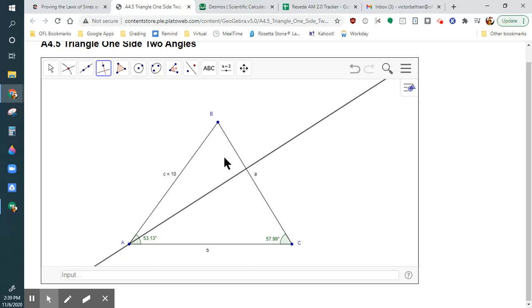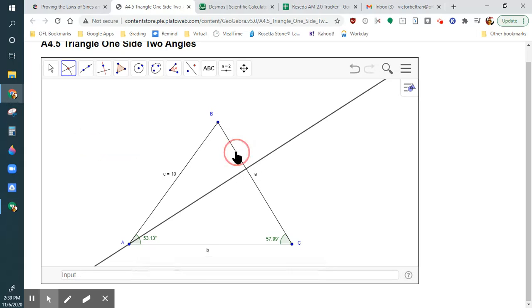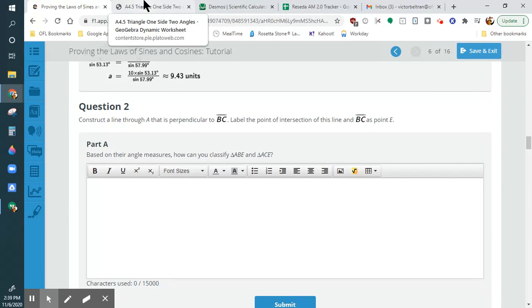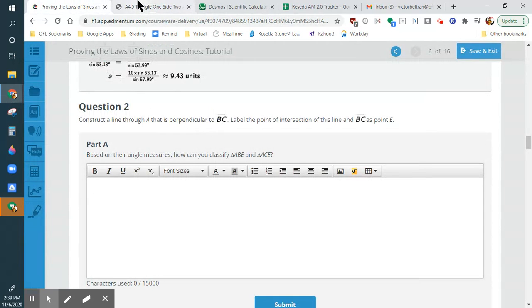We need to label the intersection. So we're going to do another point of intersection between this line and this line, and it labels it right there. And it asked us to label it E. Oh, I guess we could have kept all the other things that we had. Oh well. So now we want to label that E.